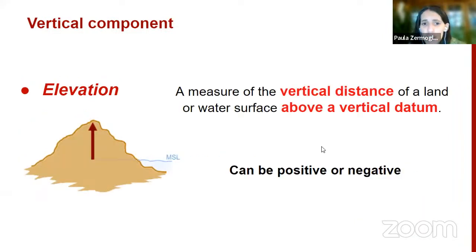So when we talk about elevation, elevation is a vertical distance of land or water surface above a vertical datum. So for example, we can take here above mean sea level, and we can have an elevation of this peak of the mountain. So elevation can be positive or negative if we're going below that vertical datum. If we go above it, it's positive. If we go below it, it's negative. And it can also be zero. If we are at sea level, we talk about zero elevation.